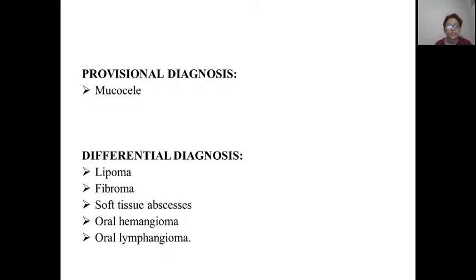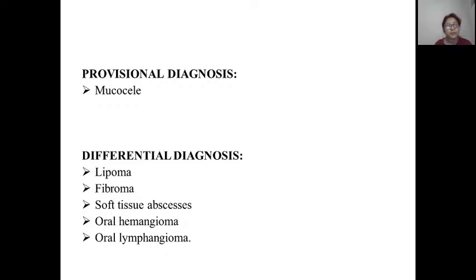So these are the differential diagnoses: lipoma, fibroma, soft tissue abscesses, oral hemangioma and oral lymphangioma. The lipoma is usually yellowish in color, whereas the mucocele is usually bluish to translucent in color. So this way it can be easily distinguished. The fibroma is usually hard and firm in consistency, and is usually seen in older individuals, that is in the 4th decade, and it is mostly seen in the buccal mucosa.